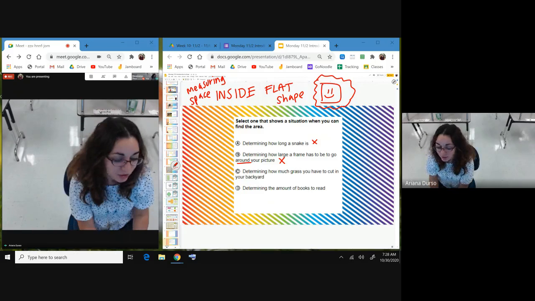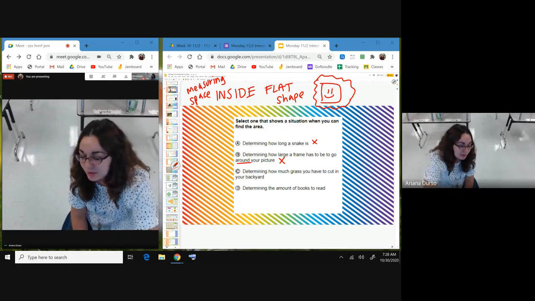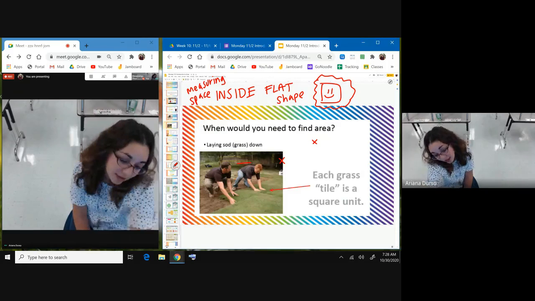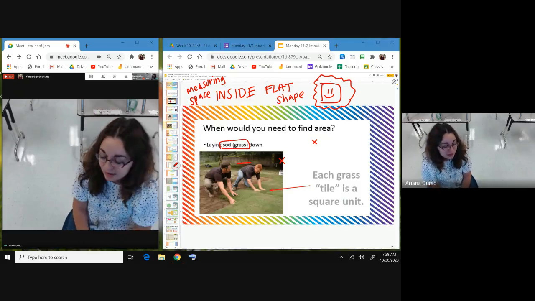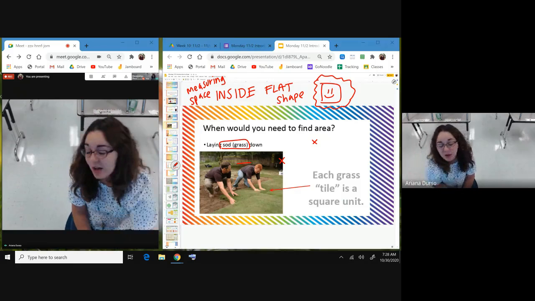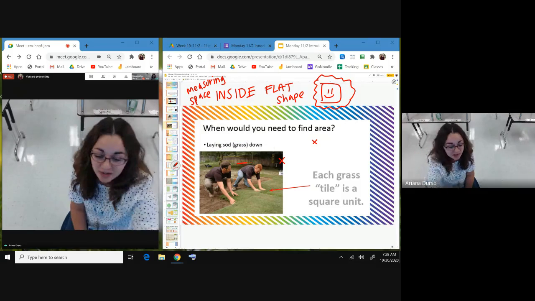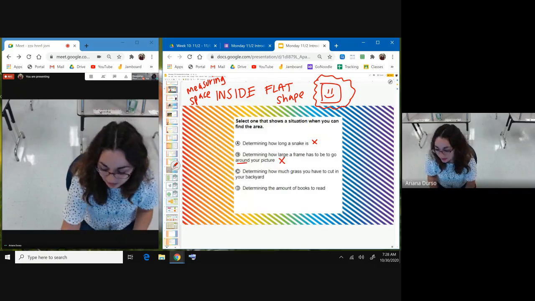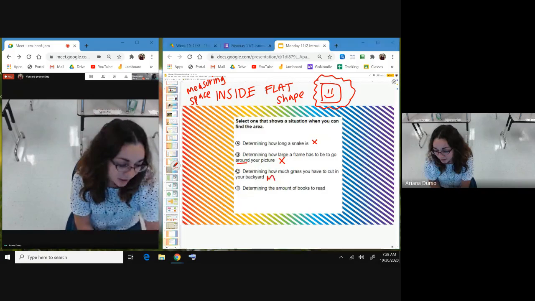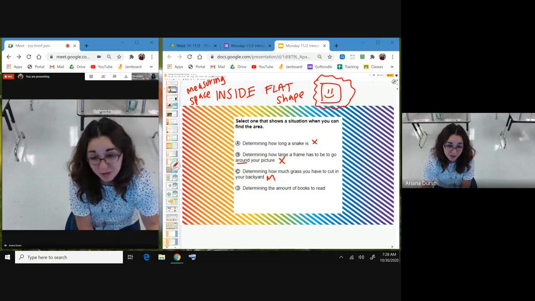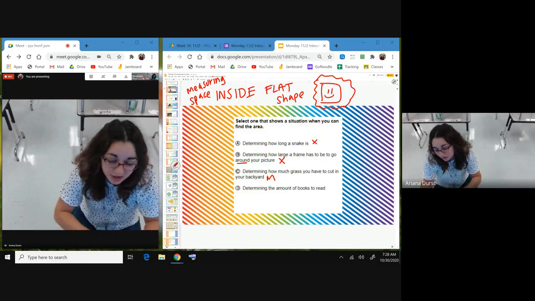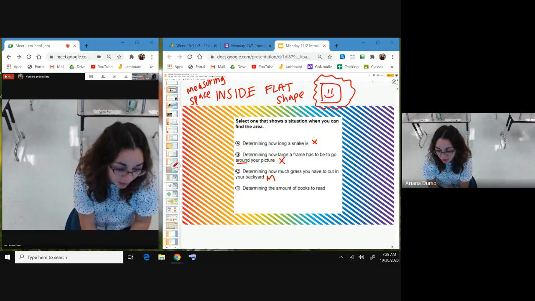Determining how much grass you have to cut in your backyard. Remember back here? Grass, sod, grass. We talked about this. They love to talk about sod and grass when finding the area of a shape. So I'm going to say yes to this one, because they want us to find out how much grass you have to cut, and that's how much space on our flat yard that we want to measure.